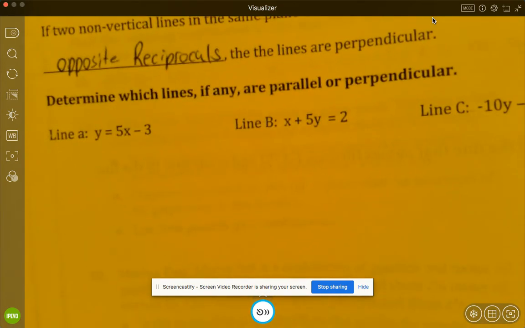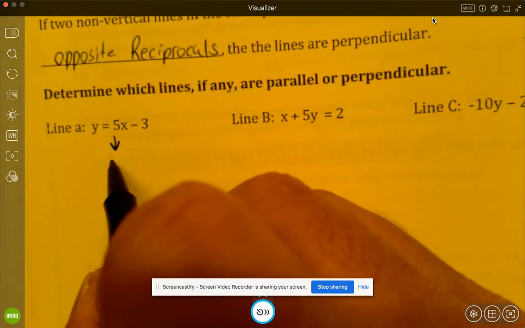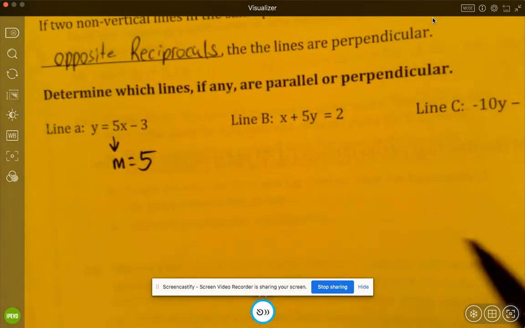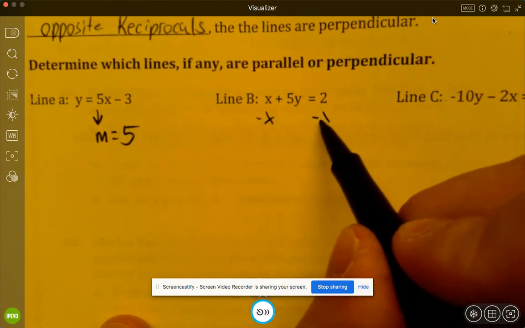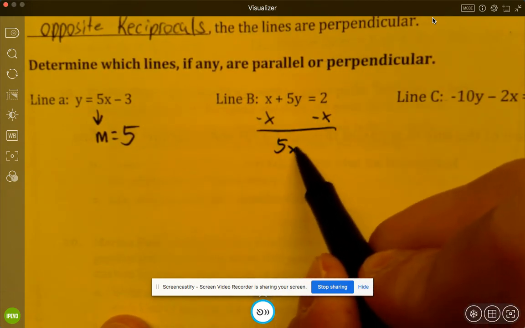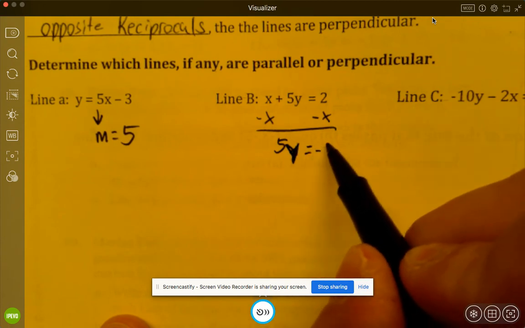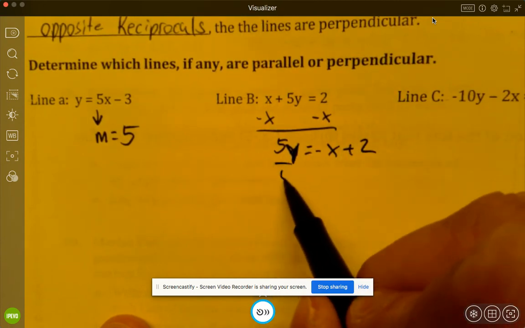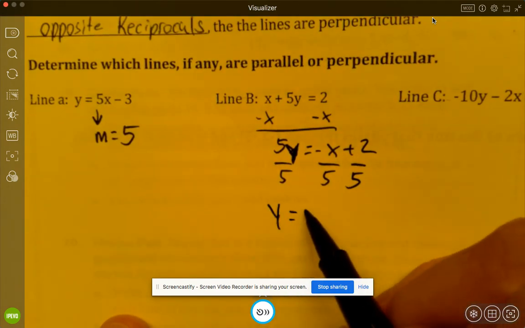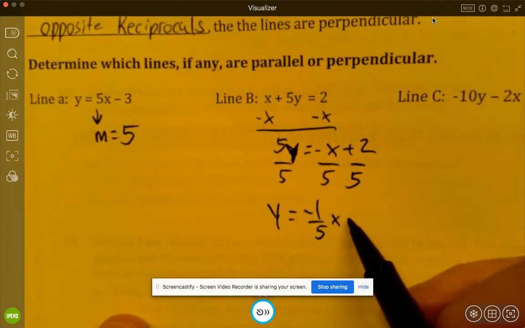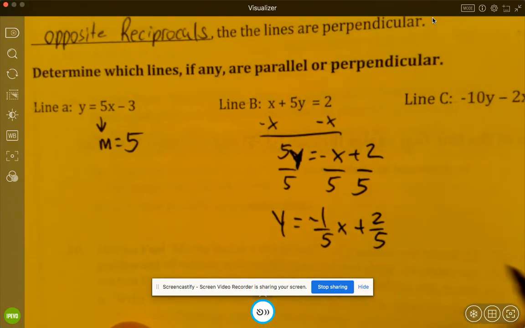First thing, easy. This one's already in slope-intercept form, so that's m equals 5. The second one, I'll put it in slope-intercept form. So minus x, copy this down, 5y equals negative x plus 2. Divide everything by 5. So I'm left with y equals negative 1/5 x plus 2/5.